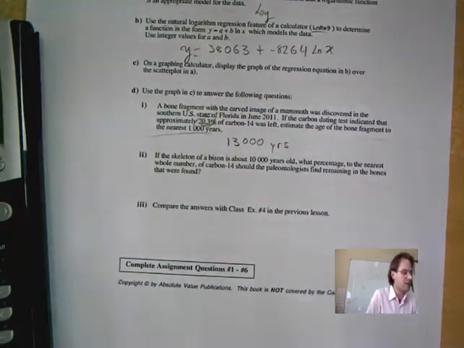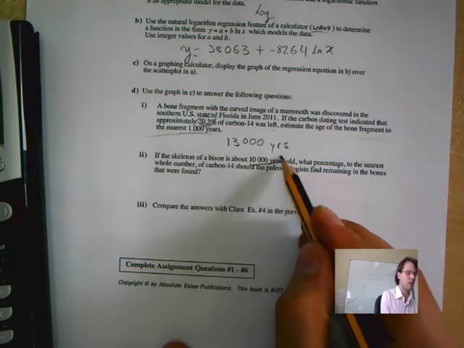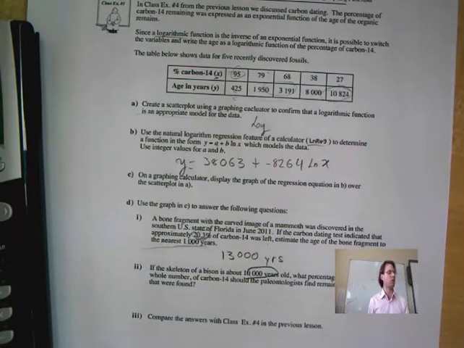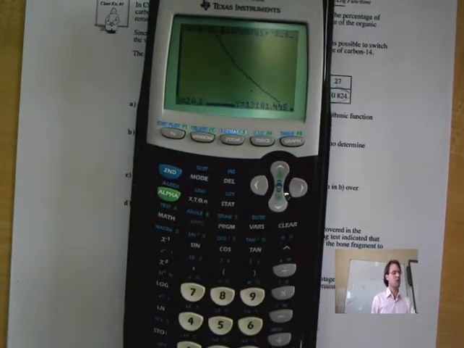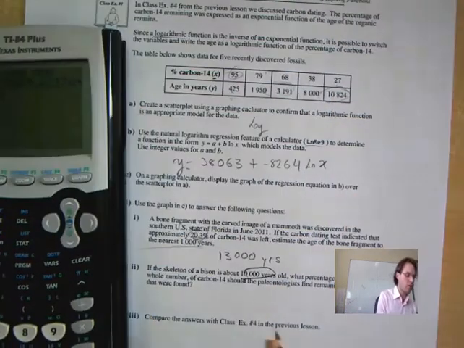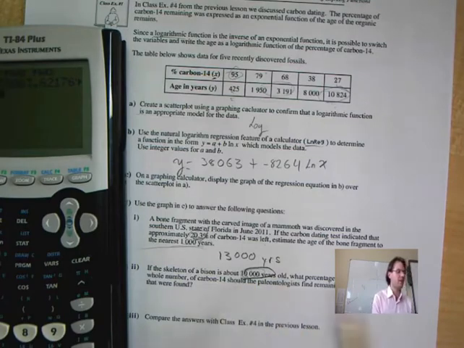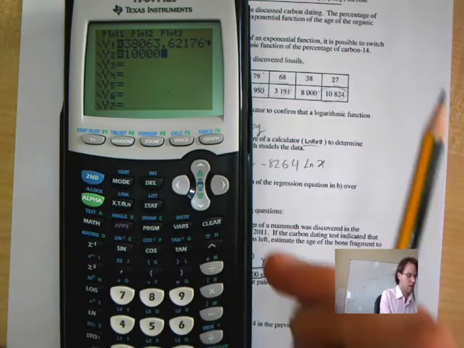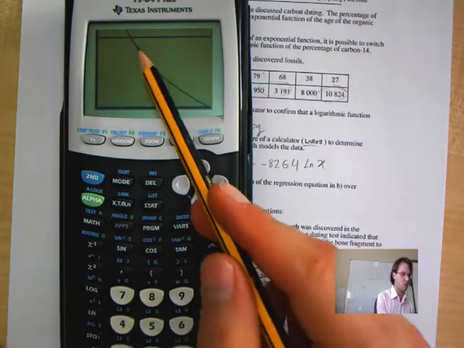Next one says, if the skeleton of a bison is around 10,000 years old, what percentage of the whole number of carbon-14 should the paleontologist find in the remaining bones left? So now we're given the years, right? And years refers to our y-axis. That's a problem. We can only trace the x-axis. So we're going to have to go to the y equals again. We're going to put in the value for the y that we want. That's 10,000. We're going to graph it. And 10,000 is way up there.